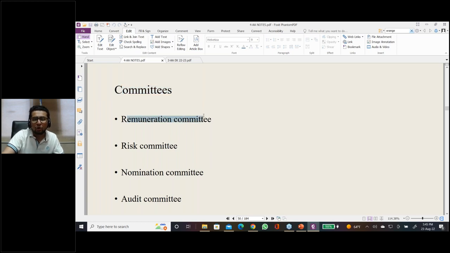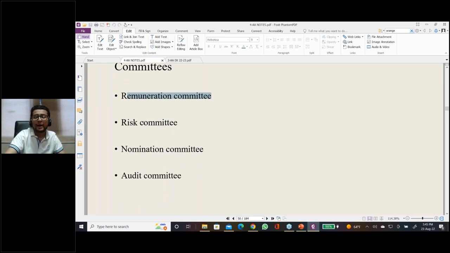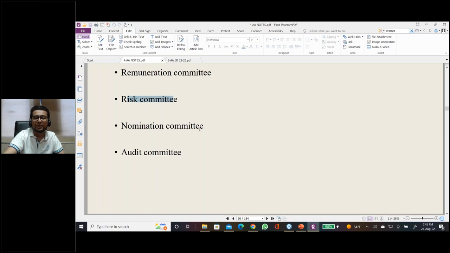The first committee is called the remuneration committee. The remuneration committee is going to decide the salary, and it should not have any executive director in it. 100% of the remuneration committee should be non-executive directors. The risk committee might have executive directors as well, but mostly non-executive directors, and they are going to assess the risk of the company.